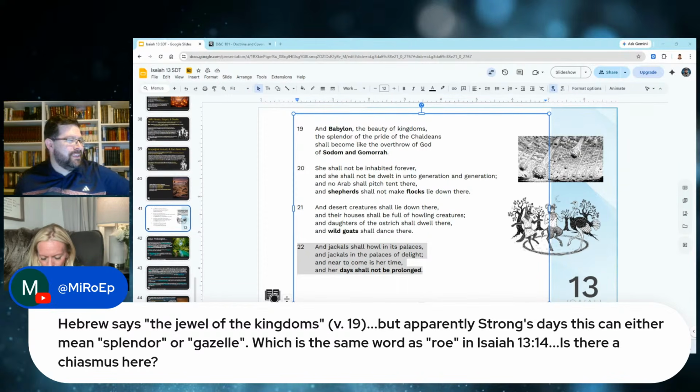Hebrew says the jewel of the kingdoms, verse 19. But apparently strong days, this can either mean splendor or gazelle. Yeah, it's the same word for gazelle, which is the same word as raw. Yeah, that's what I think King James mentioned in Isaiah 13:14. Is there a chiasm there? Probably. There is a parallelism there too with Isaiah 29 that the righteous shall jump, I think it's a gazelle too. Oh, leap. The same word. And that's the same word for dance there too. And so be able to move out of the place. That's a good connection. Yeah.